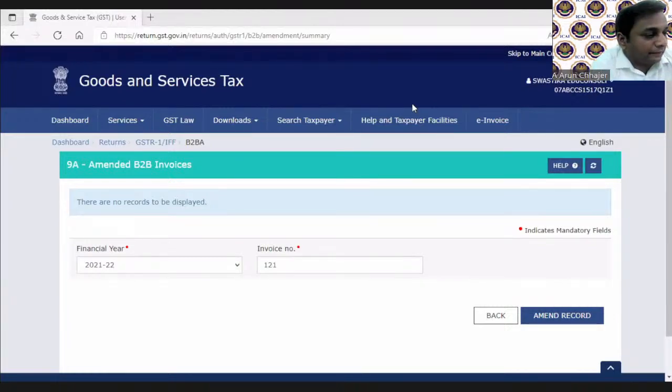We cannot do the amendment in the same month because there is no requirement for it in the same month. You can correct the information. So for example, I have entered wrong information in the invoice, any GST number or value. I can revise that information immediately. Now, why do the amendment in the same month? It is not applicable.